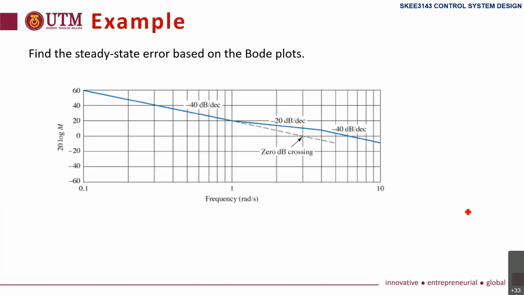Finally, we also have another example. In this, it starts with a minus 40 dB per decade slope. You can see 1 decade here. 1 decade, 60, 60 minus 20, 40. So 1 decade, 40 dB. So this is a straight line with slope minus 40 dB per decade. So if you have a magnitude like this, it is a type 2 system.